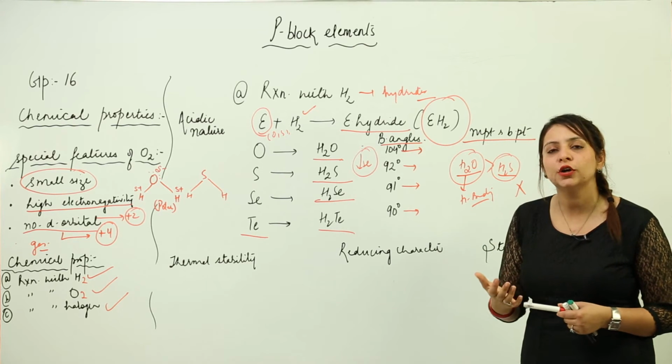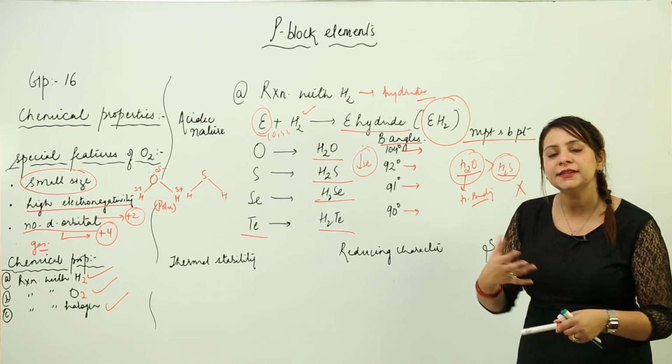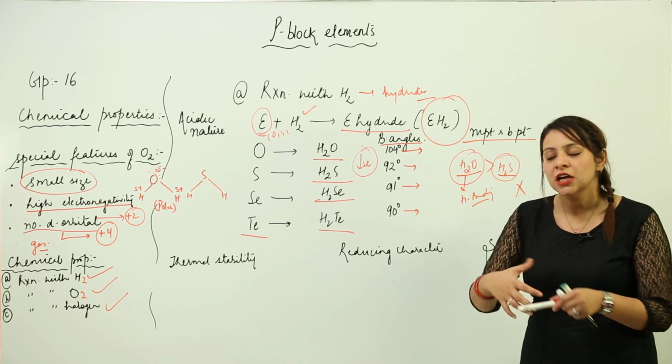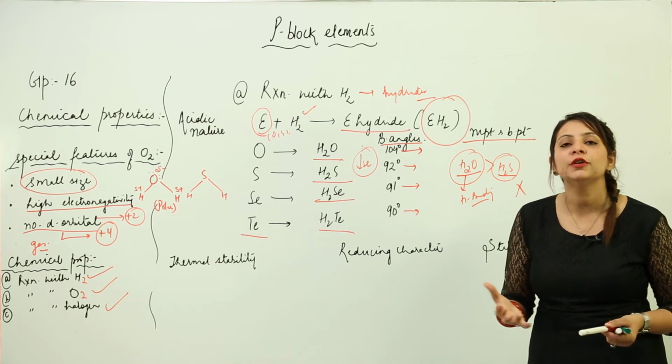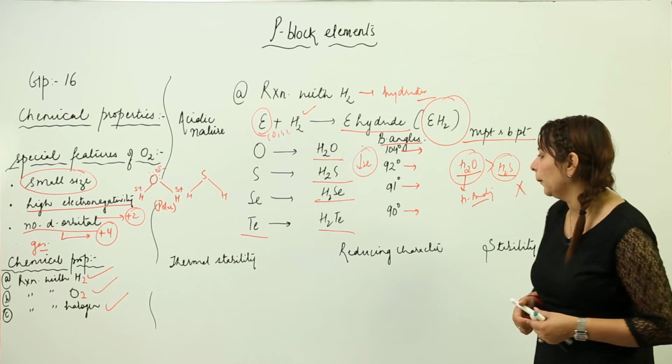Otherwise, when we move down the group, melting and boiling point increase, because we know that when there is an increase in atomic number, molecular mass increases, the surface area increases, and therefore the van der Waals force increases. So due to which the melting and boiling point increase down the group.